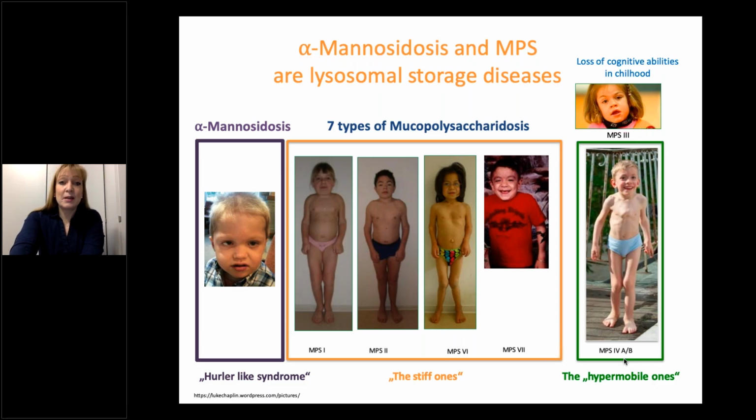We have the 7 types of mucopolysaccharidosis, the stiff ones, MPS 1, 2, 6, and 7. We have, in contrast to that, the hypermobile ones, the MPS 4A and B patients that have the hypermobility of joints. And we have the third group, the MPS 3 patients, 4 different enzyme deficiencies that are leading to a loss of cognitive abilities in childhood.